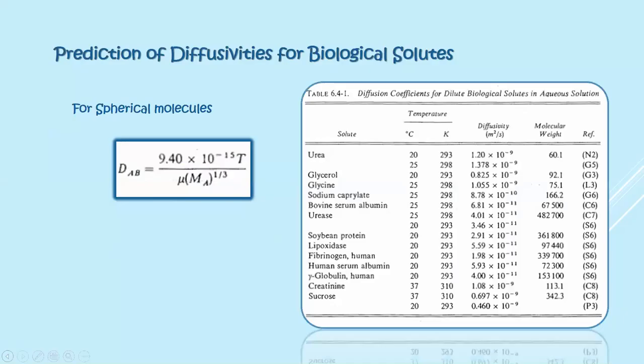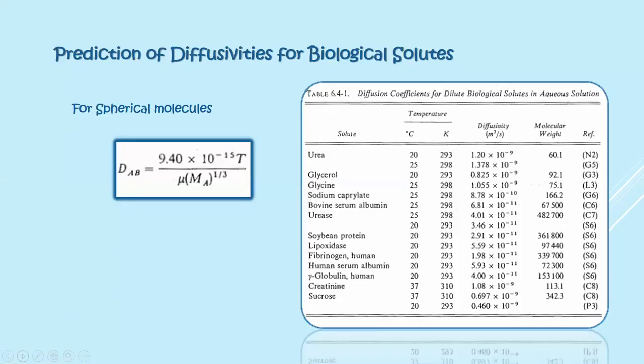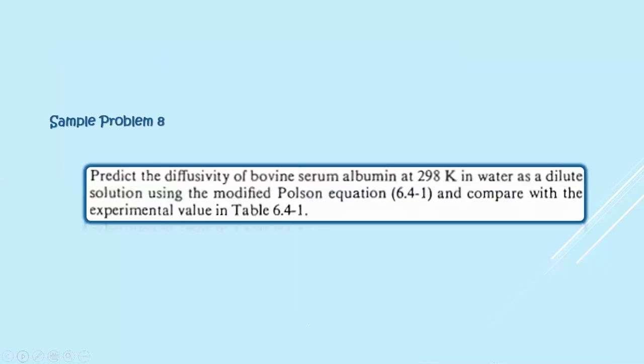If you go back to our table, there is this bovine serum albumin here, and its diffusivity is given to be 6.81 times 10 raised to negative 11. So what are we going to do? Sorry. We will solve for the diffusivity of this bovine serum albumin using the Poisson's equation and compare it with what we have in the table. Okay, so I will stop sharing here and go back to our slide again. If I get disconnected, I'm not sure if we can still use the same link, I will just make another link and share it with you.